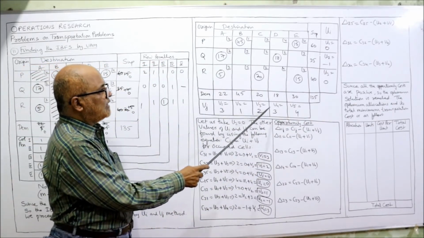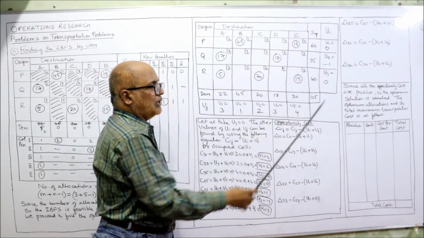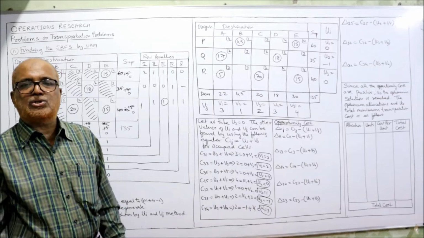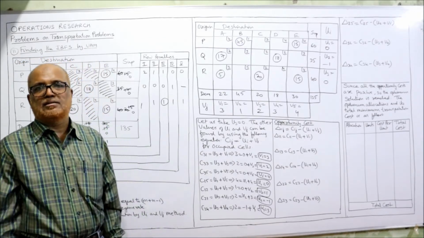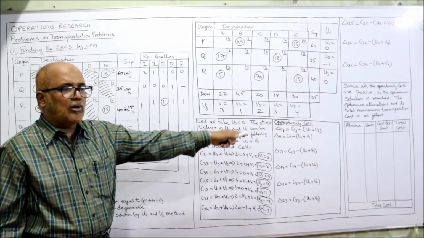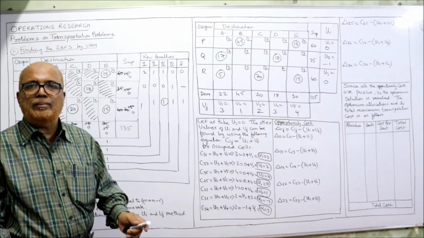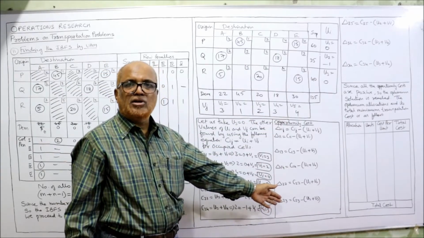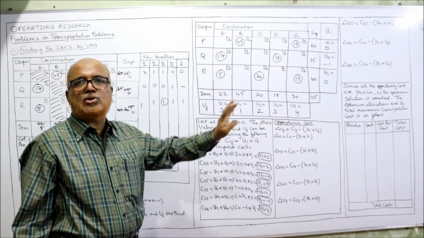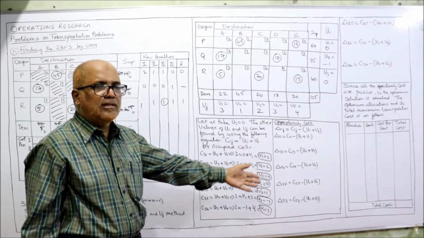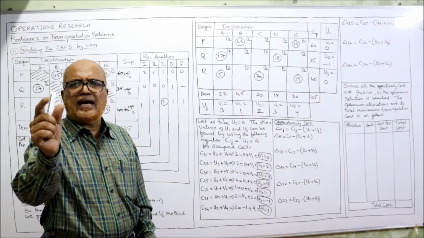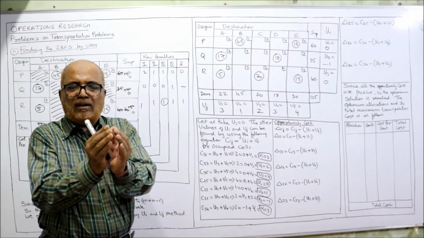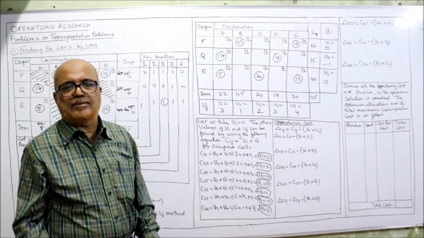V1, V2, V3, V4, V5, U1, U2, U3. All the values of Ui. Next thing, we have to calculate the opportunity cost of unoccupied cells. The formula is delta ij is equal to Cij minus (Ui plus Vj). Either by writing this you can calculate, or directly by seeing this table you can calculate without writing all these things. From Cij, deduct the sum of Ui and Vj. That's it.